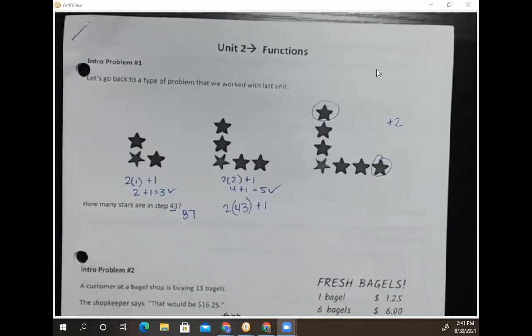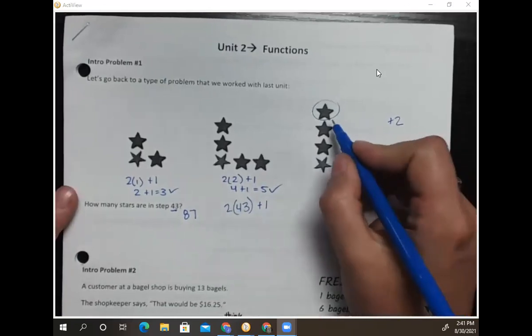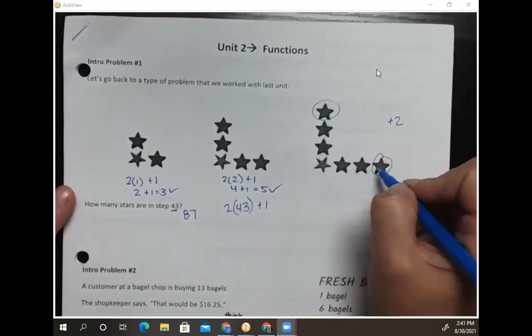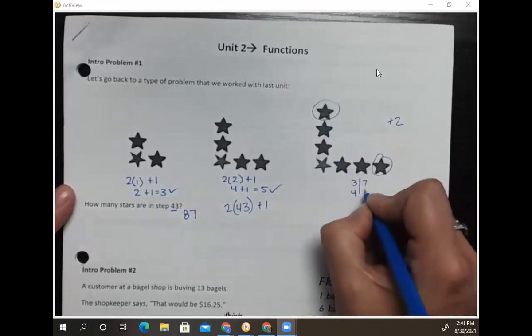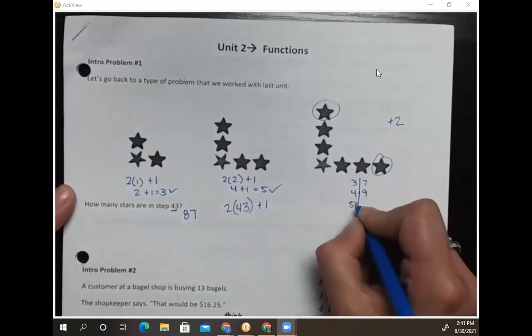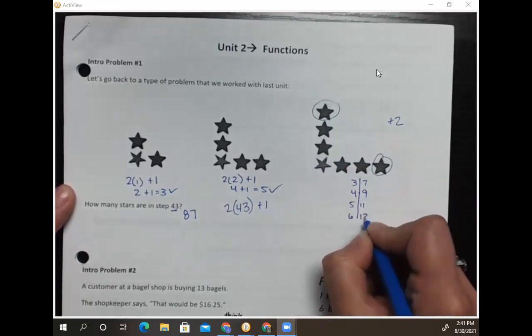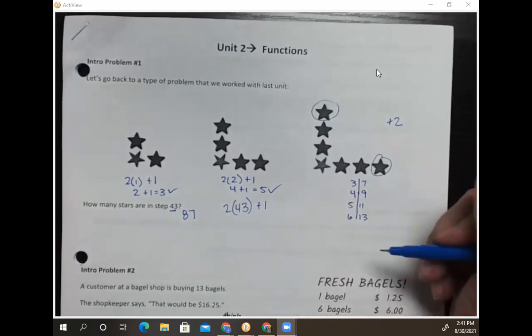Okay. Did anybody start making a list of numbers? For like step 3, we've got 1, 2, 3, 4, 5, 6, 7. So for step 3, I've got 7 stars. So for step 4, add 2, I'd have 9. For step 5, I'd have 11. For step 6, I'd have 13. Did anybody start doing this?